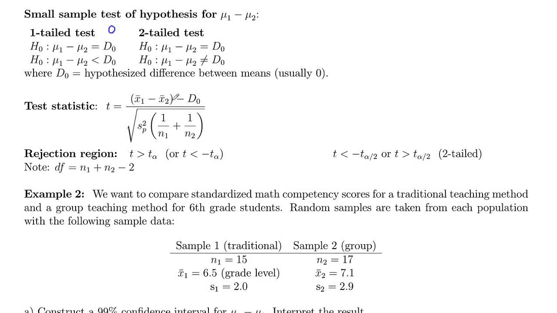So then our test statistic here, again, D0 is usually 0, will be the difference of the two sample means, and then again, we're dividing by that standard deviation of the sampling distribution. So again, this is our sigma of x1 bar minus x2 bar. So that has the same general setup here as you did with one sample. And then your rejection regions are going to be t greater than t alpha or t less than minus t alpha for one-tailed, and then for two-tailed, less than minus t alpha over 2 or greater than positive t alpha over 2.